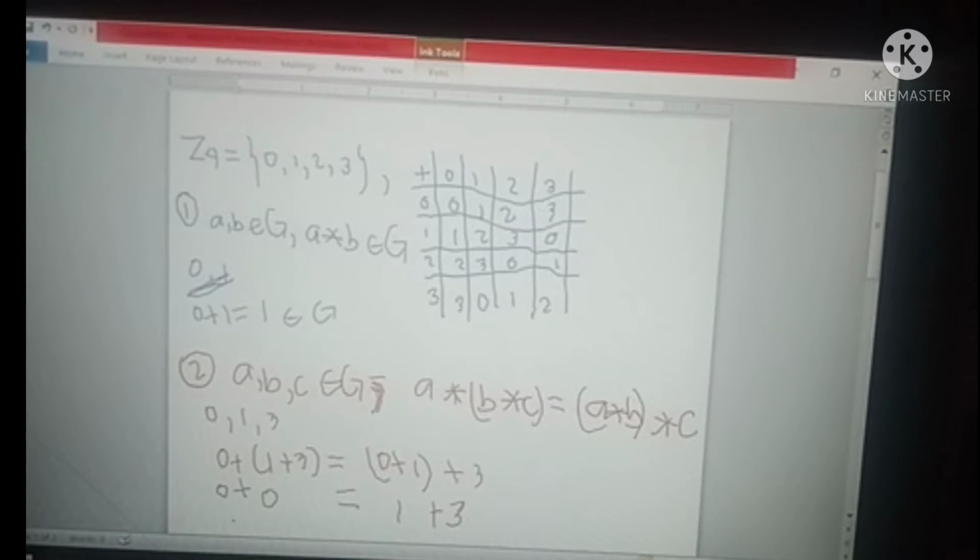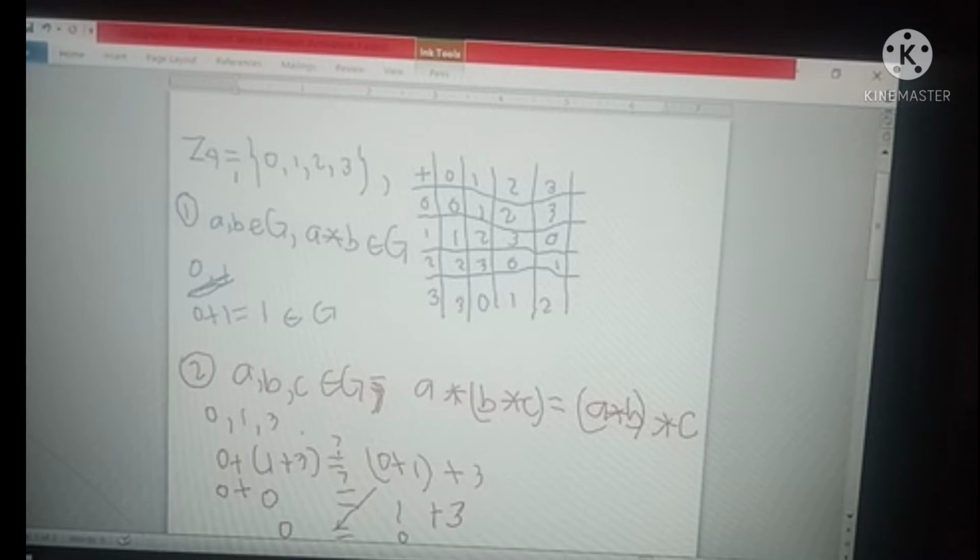So 0 plus 0 using the Cayley table equals 0. Then 1 plus 3 is 0. So they are equal, meaning associativity is satisfied. So the second property is satisfied in this group Z mod 4, the set of integers modulo 4.